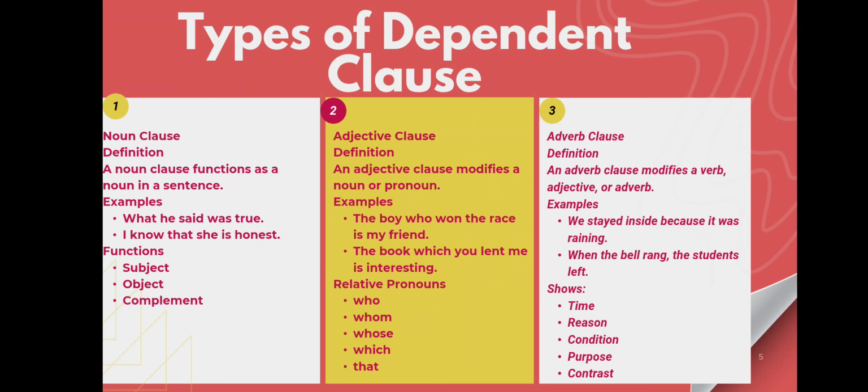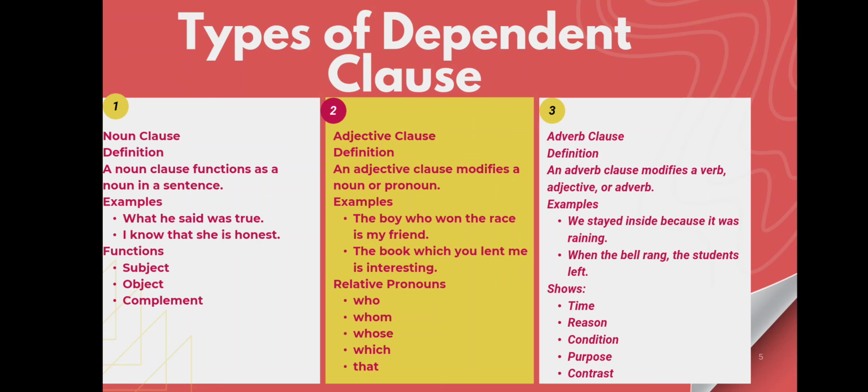Noun clause. A noun clause functions as a noun in a sentence. It can act as a subject, an object, or a complement. For example, what he said was true. In this sentence, the dependent clause what he said acts as the subject. Second example, I know that she is honest. The dependent clause that she is honest is the object of the verb know.